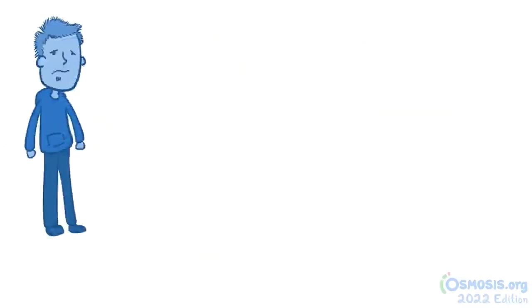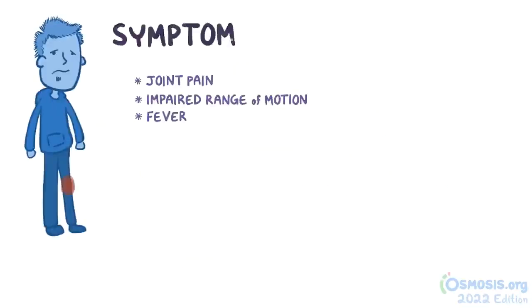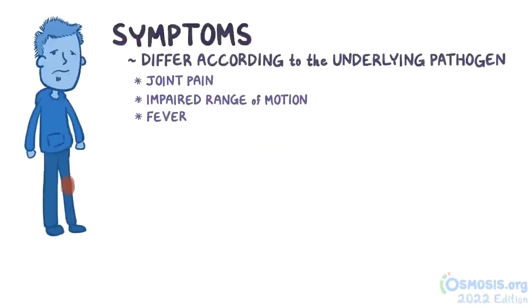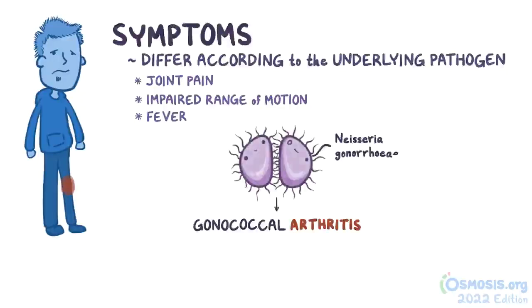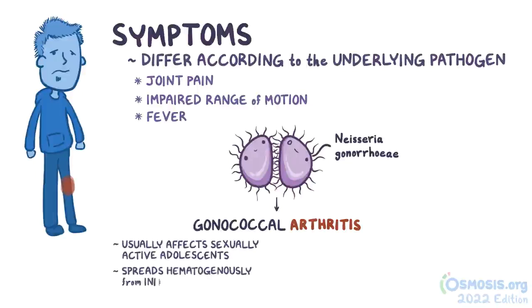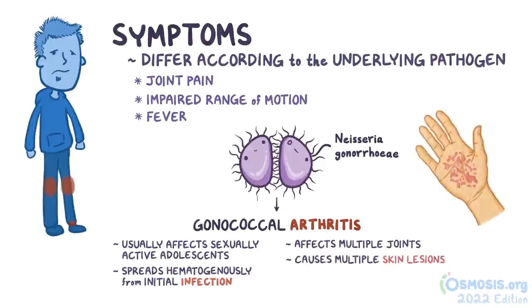People with septic arthritis develop joint pain, impaired range of motion, and fever. But symptoms may differ according to the underlying pathogen. Gonococcal arthritis, which is caused by Neisseria gonorrhoeae, usually affects sexually active adolescents. The bacteria typically spreads hematogenously and spreads from an initial infection of the cervix, urethra, or pharynx. Neisseria gonorrhoeae affects multiple joints and also causes multiple skin lesions and tenosynovitis, which is inflammation of the muscle tendons.